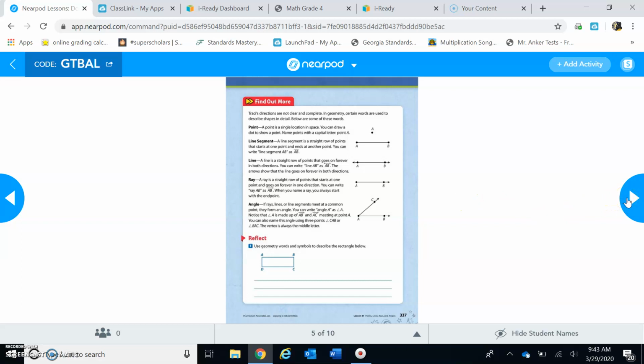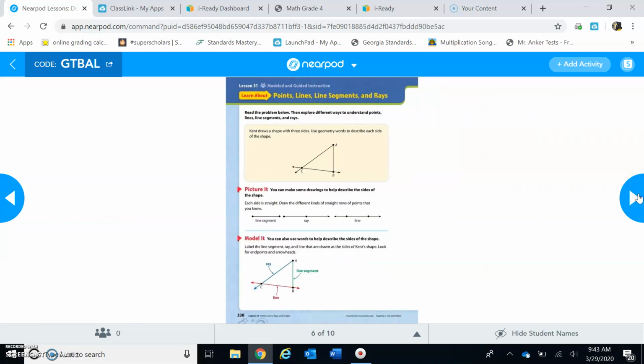So if you were to flip through your packet, you'll see some different pages that you'll work on. All right, so the first page. Kent draws a shape with three sides. Use geometry words to describe each side of the shape. All right, so let's look at the bottom. Let's focus right in here in this area.